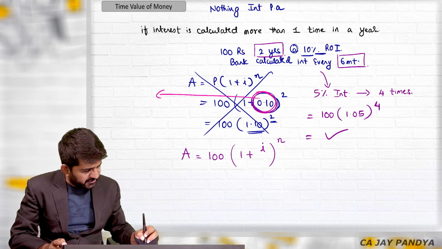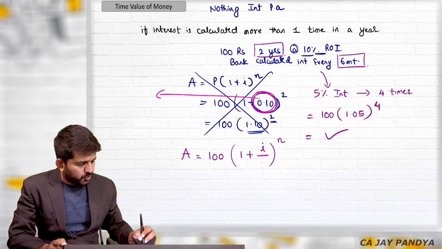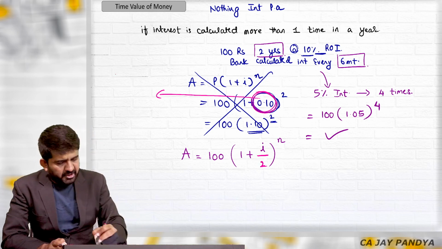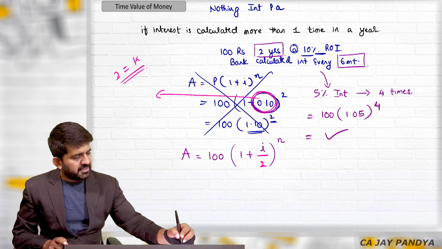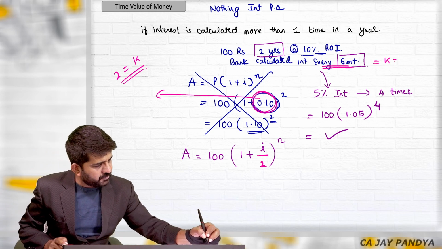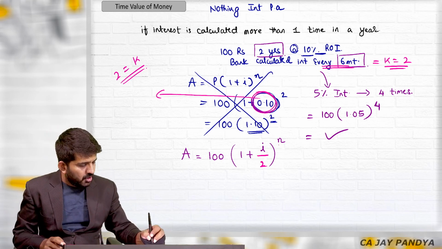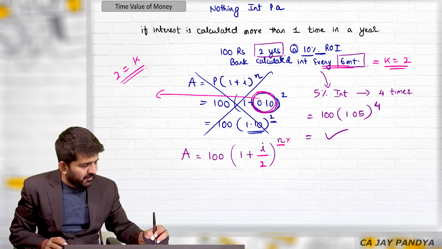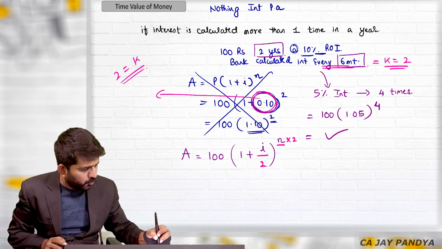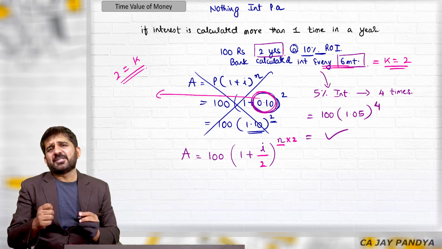This is 10% right now. We want to make it 5%, so divided by 2. And what is the 2 in our case? K, the number of times interest is calculated, every 6 months. So K is equal to 2. And what is N? The number of years is 2. We want to convert it into 4, so multiplied by 2. So a simple thing.